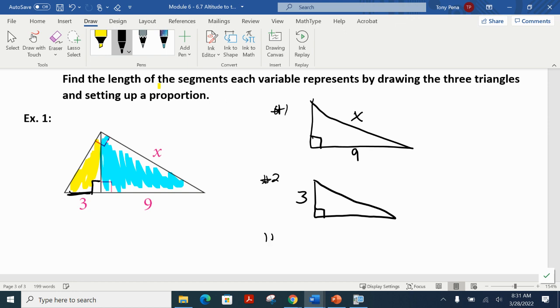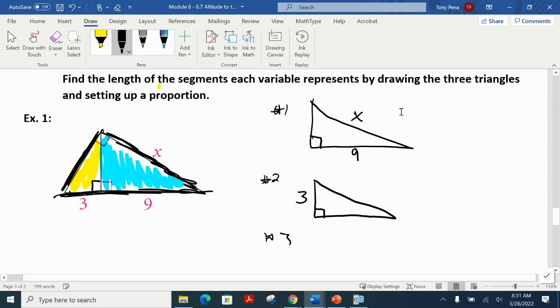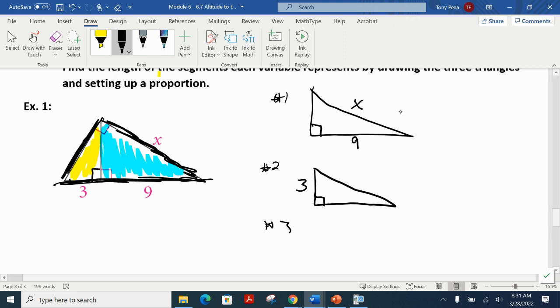And then the third one is the big overall triangle. So the third one is this big guy that we started with before we drew the altitude in. So that's, again, the trickiest one to draw in. We want the right angle to be the bottom left-hand corner.